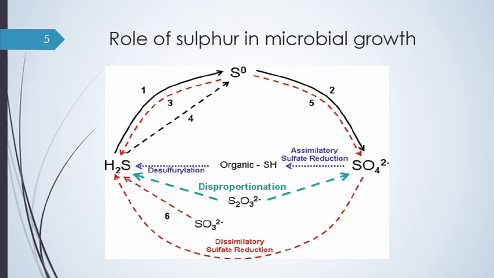In this picture, solid lines indicate aerobic reactions, while dashed lines indicate anaerobic reactions, and dotted lines indicate both aerobic and anaerobic activity. Desulfurization by many aerobic and anaerobic prokaryotes, assimilatory sulfate reduction by many aerobic and anaerobic microorganisms, and disproportionation of thiosulfate by Desulfovibrio and Desulfocapsa bacteria.